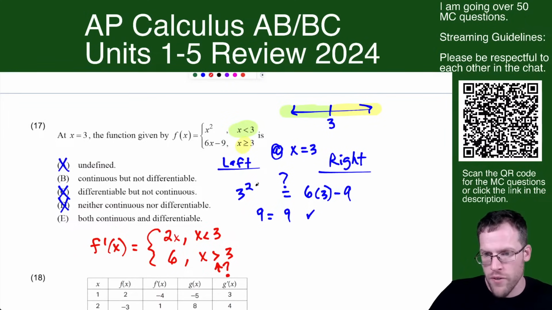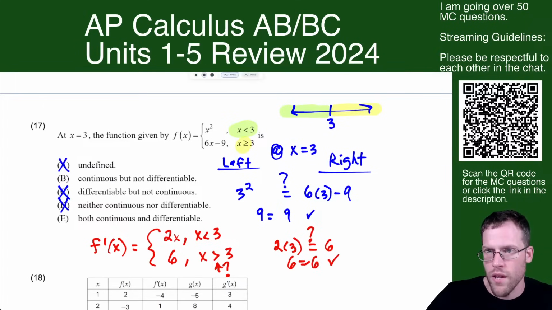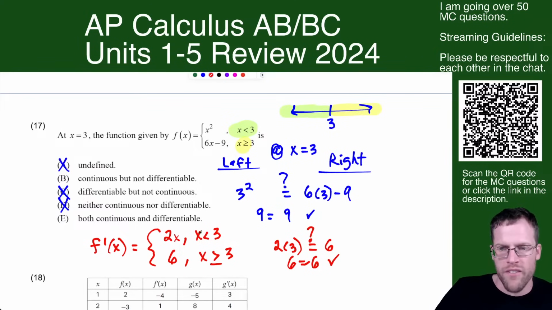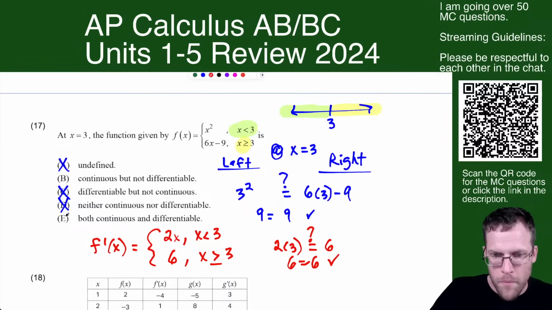But I use this left-right trick again, and I go 2 times 3 and ask ourselves, is this equal to? If I plug in 3 to the right, there is no x, so it's just 6. And this is true. 6 is equal to 6. So check. Now I can get rid of that question mark and say it is differentiable at 3 because the left and right side limits of f prime at 3 are equal. But remember, I have to check this first. So it's both continuous and differentiable.